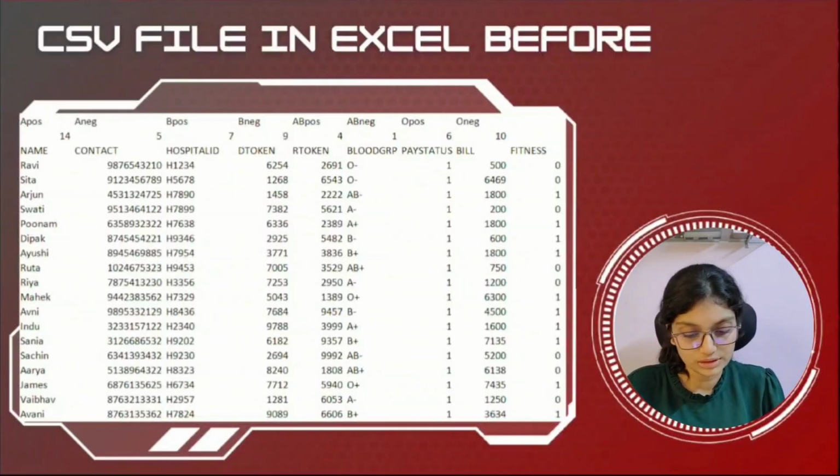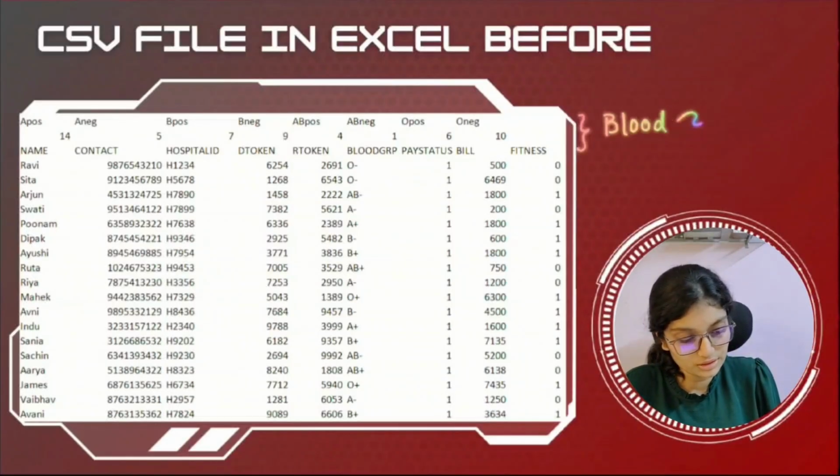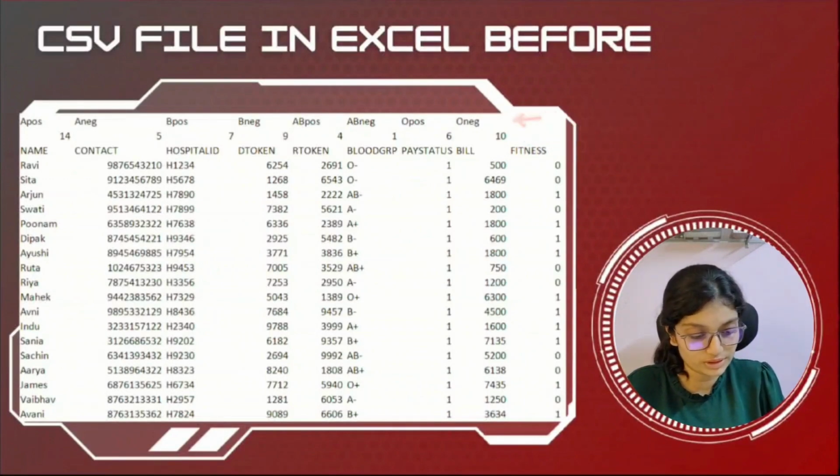So here each column represents a number of details such as name, contact number, hospital ID, etc. And each row represents all the details of a respective customer. And the first two rows represent the blood stock. So here these are the number of blood packets of corresponding blood group.